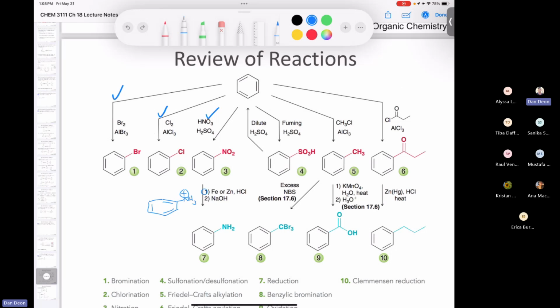Then we talked about sulfonation to make a sulfonic acid. So sulfonation is this one here. Okay, so this, remember, that's called a sulfonic acid. We're going to see the synthetic utility of a sulfonic acid today. We use it for what's called a blocking group. Then we said you can remove it with dilute sulfuric acid.